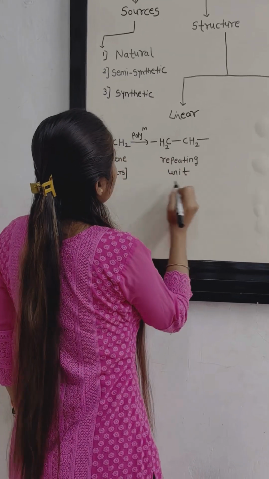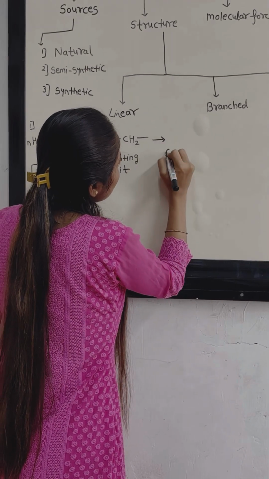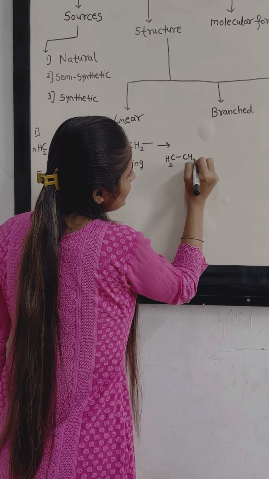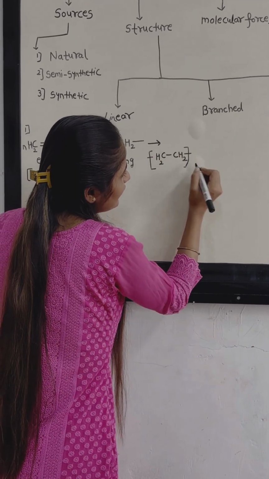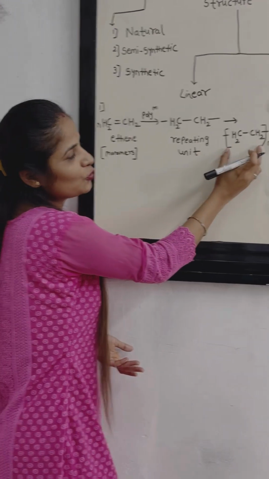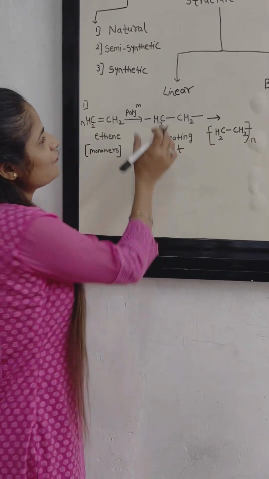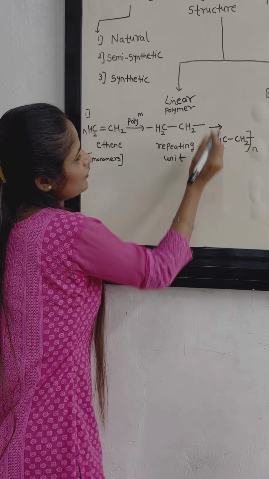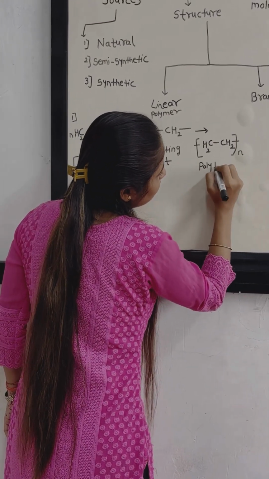So this is the repeating unit of ethene, and finally we have to write CH2, CH2 single bond, and here we have to write the bracket, and here is the n time. It means the number of times this monomer repeating unit is continuous with the longest chain, forming the linear polymer. Okay, so this polymer is called polythene.